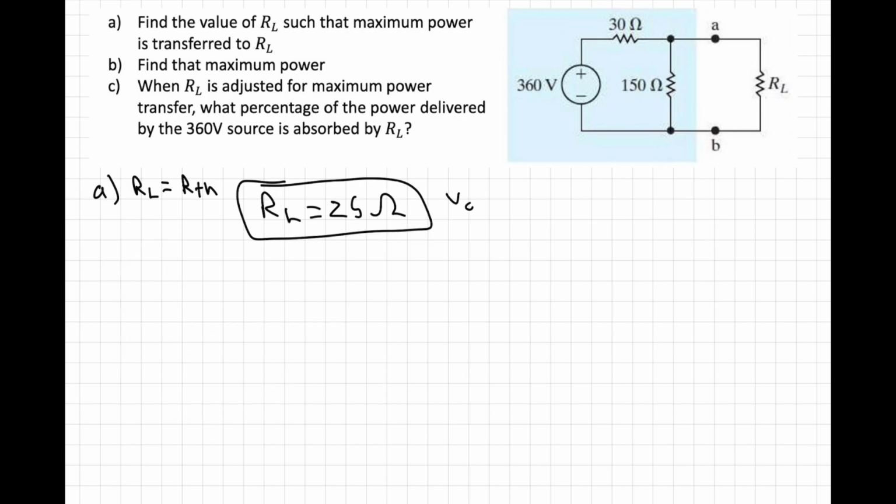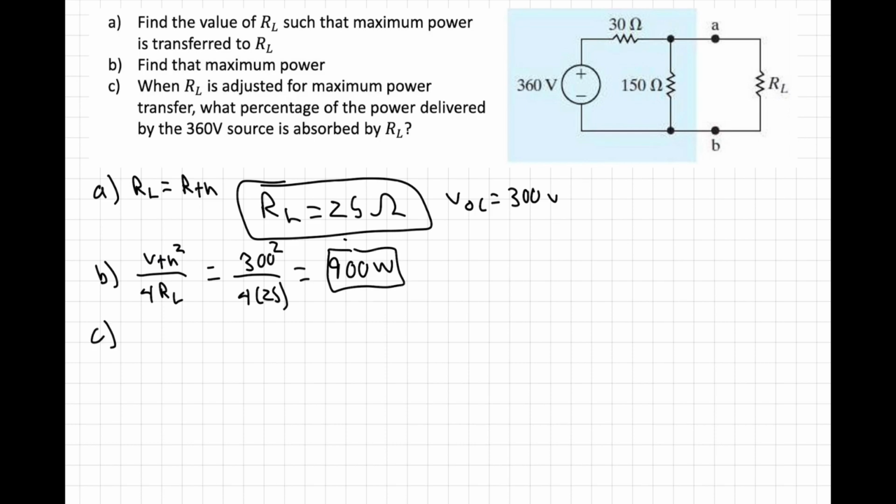Let's remember our V open circuit was equal to 300 volts, and we have an equation for maximum power transfer. So part B, find the maximum power transfer. That's going to be equal to V Thev squared over 4RL, where RL is equal to R Thev. So this is going to be equal to 300 squared over 4 times 25, which is equal to 900 watts.